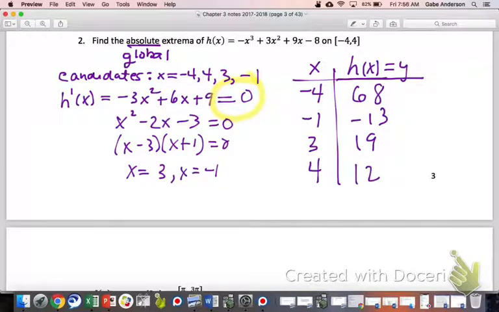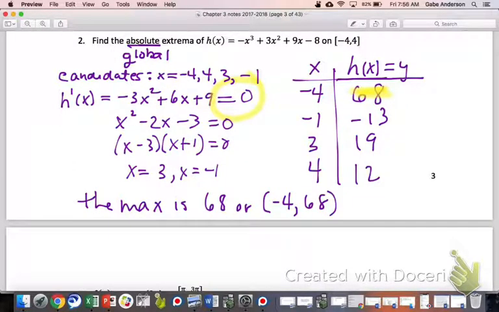Okay, so now what we need to do, finally, we need to call out our answer. Like, we need to address the question. And so all you got to do here is just find the highest y value, and that would be, of course, right there. So we could say the max is 68, or if you wanted to say negative 4, comma, 68, that's fine, of course, right? You can give the full coordinate.